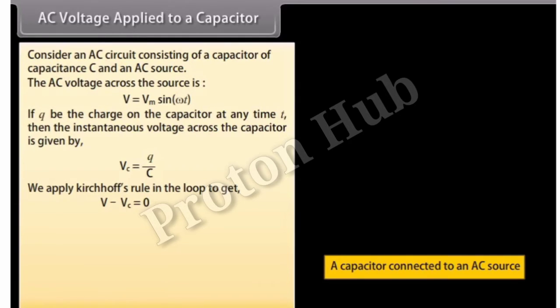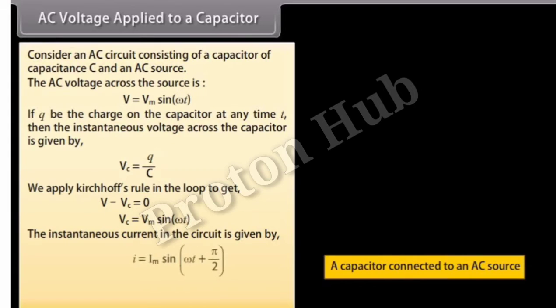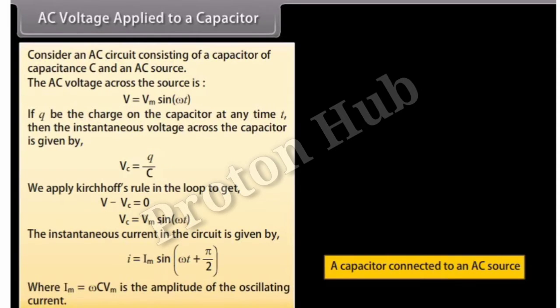Now we put the value in the above equation. Vc is equal to Vm sin omega t. The instantaneous current in the circuit is given by Im sin(omega t plus pi/2), where Im is equal to omega C Vm, the amplitude of the oscillating current.